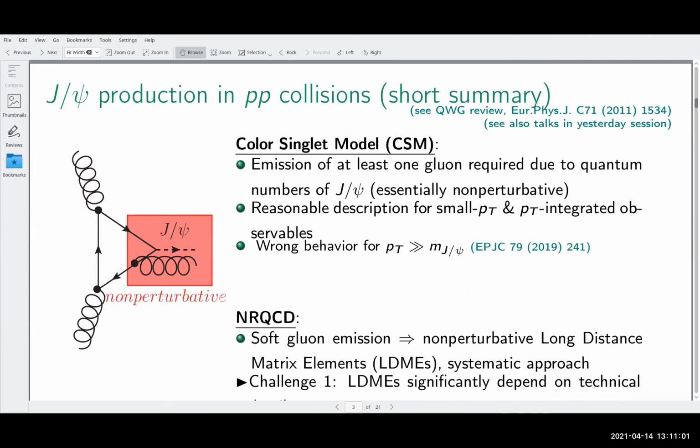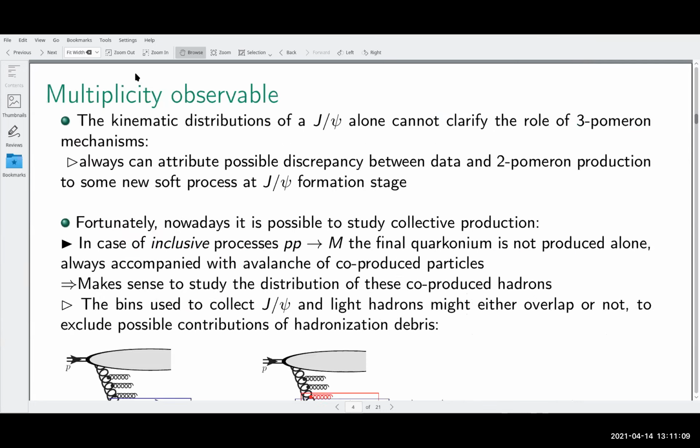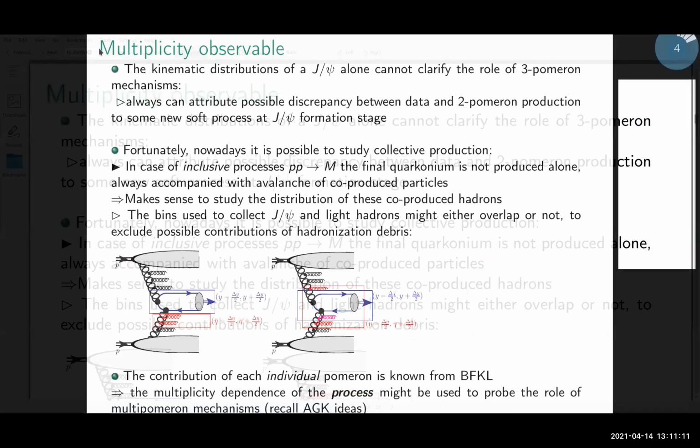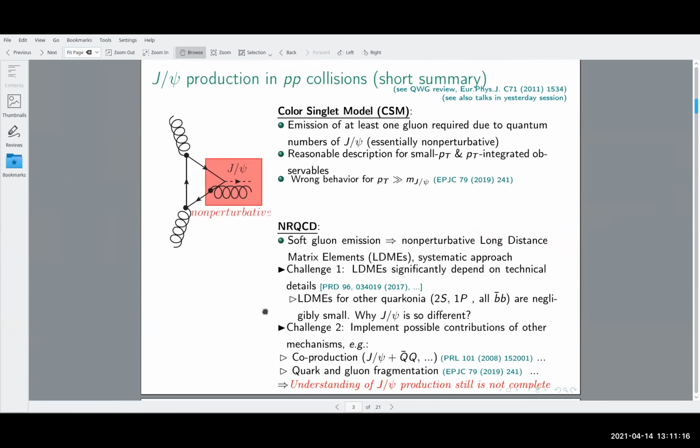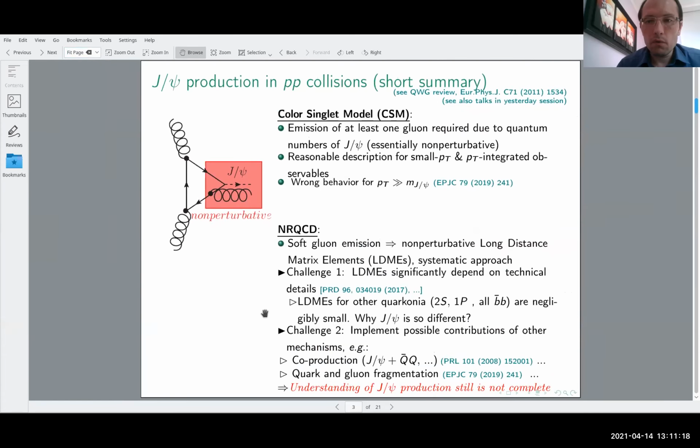Marat, can I briefly interrupt you? Could you see maybe that you change the fit width so that you fit the height of the slides? We are missing the bottom of your slides. That would be very useful. Thank you very much. Is it better now? We can see the full slides now. Thank you. Okay, thank you.